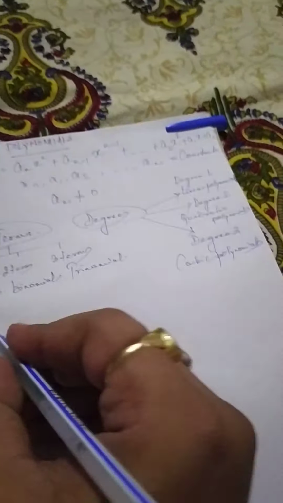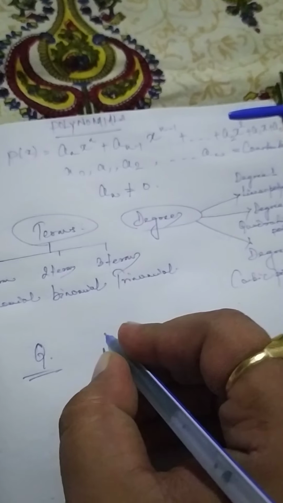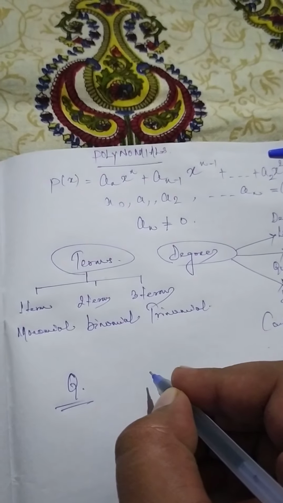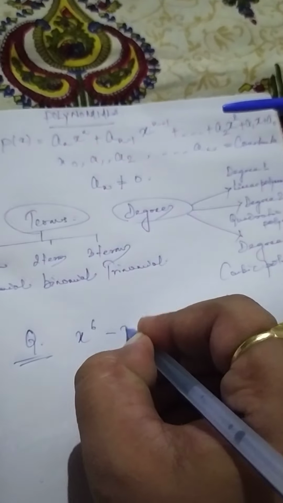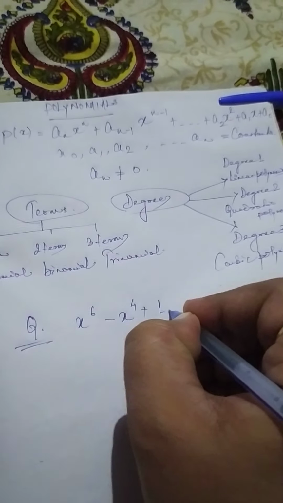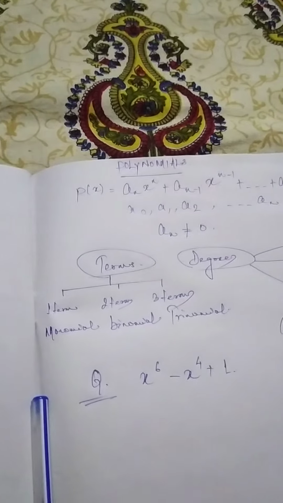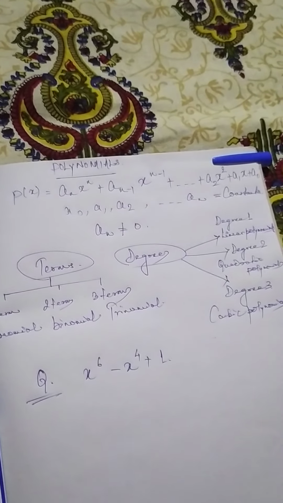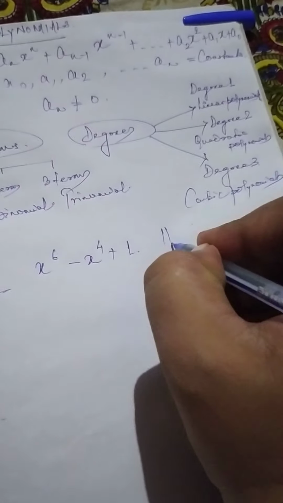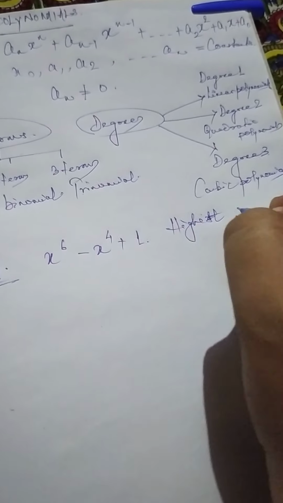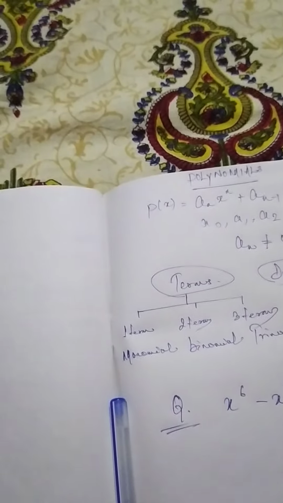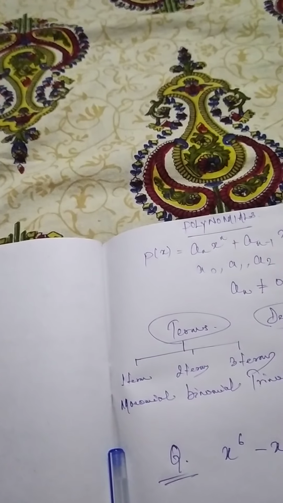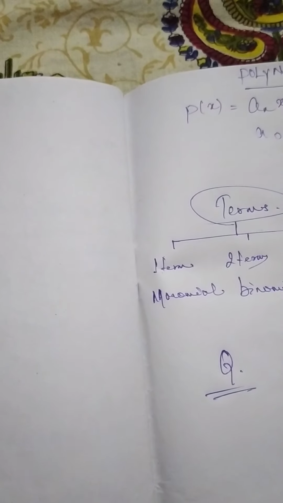So let's talk about one question where you need to find the degree of each polynomial. Our question begins with x to the power 6 minus x to the power 4 plus 1. What is the highest power of this variable? Here the highest power is 6. So in the given expression, the highest power is 6, so the degree of the polynomial is 6.